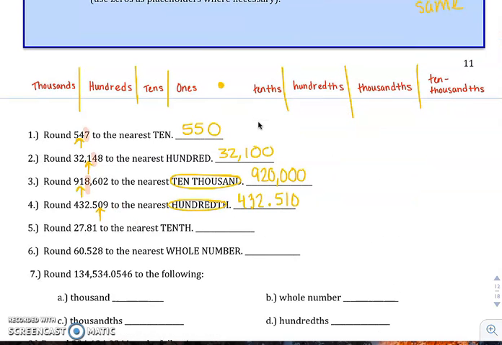So round 27.81 to the nearest 10th. So the 10th is the very first spot behind the decimal there. So the 8, is it going to stay an 8? Or is the 1 going to round it up? It's going to keep it an 8. So 27.8.